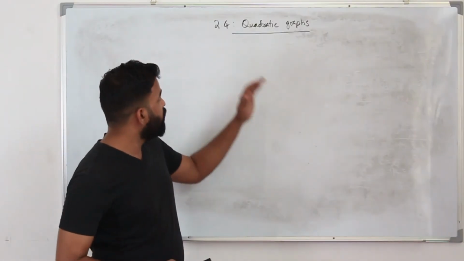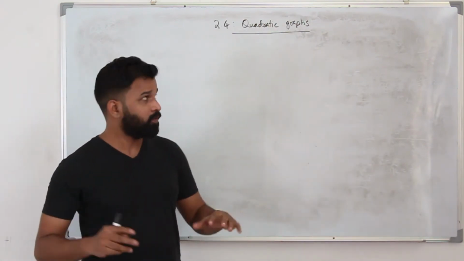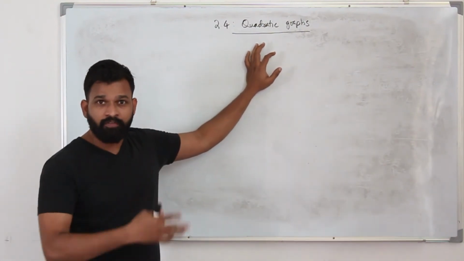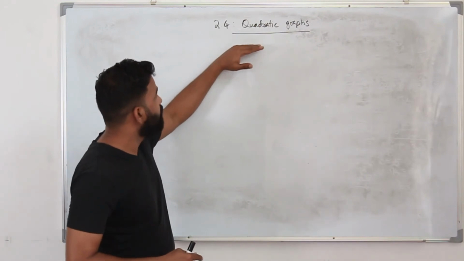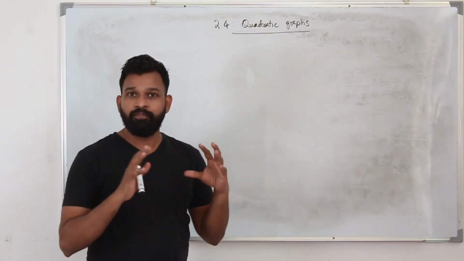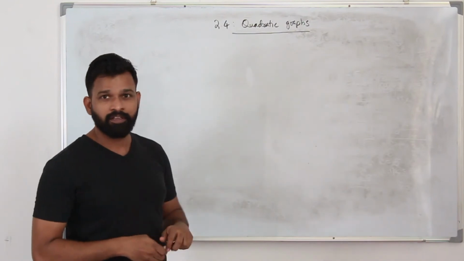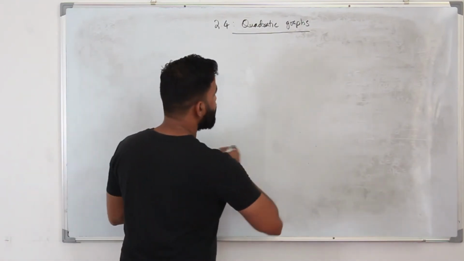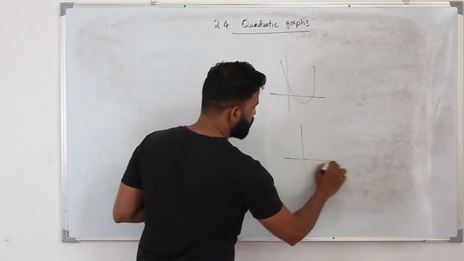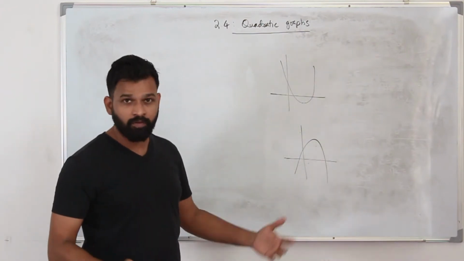Let's move on to 2.4. 2.4 is basically quadratic graphs, which is completely new to you. We know how to solve a quadratic equation and find the roots and all. Now in this topic, we are going to sketch the graph. So when you are given a quadratic function, there are certain things you need to take note before sketching the graph. First thing, quadratic graph is either U-shape or an upside down curve. That is the first thing you need to know.